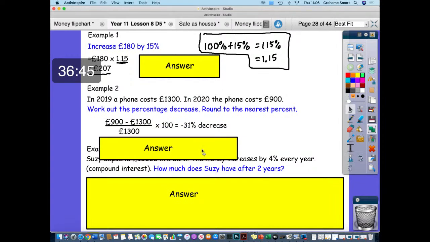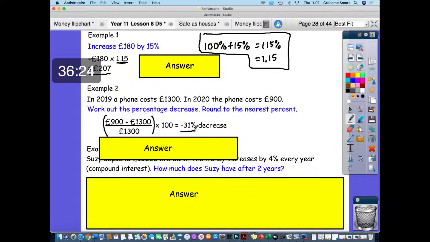And then I'm going to divide it by the original price, and the original price here was 1,300. This is going to give me a decimal, and I'm going to times that decimal by 100 to turn it into a percentage. Rounding to the nearest percent, it's negative 31%, which means it's a decrease.